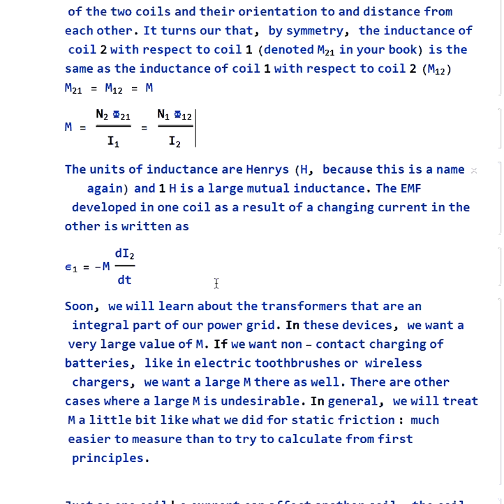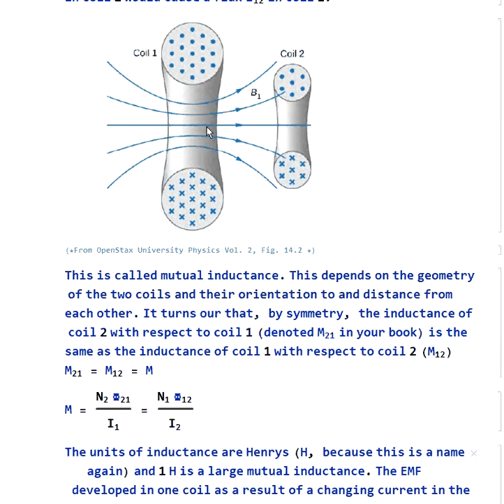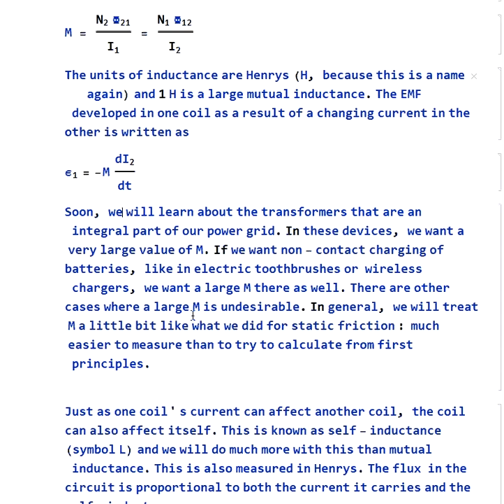Now, eventually we'll get to transformers that are a huge part of the grid, and there we want a very large value of M. We want two coils to be very tightly coupled to each other so that changing the current in one gives us the maximum possible EMF in the other one. If we want to do things like charge batteries without electrical contacts, like electric toothbrushes have done for years, or new wireless chargers, we again want a large M there. We want a linkage between these two coils that's not physical wire.